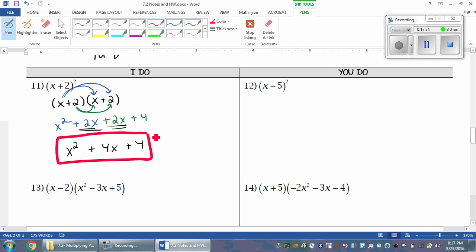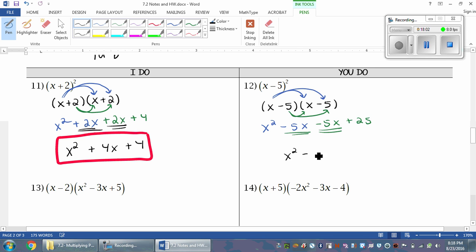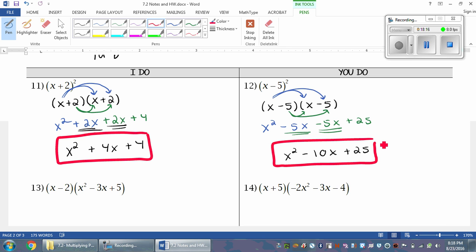Please pause your video and complete number 12. Alright, hopefully you completed number 12 and got it right. The correct answer is x squared minus 10x plus 25.